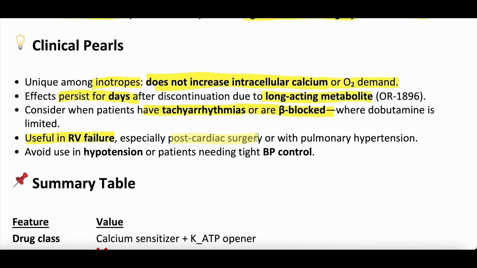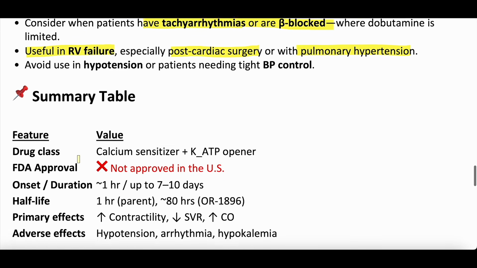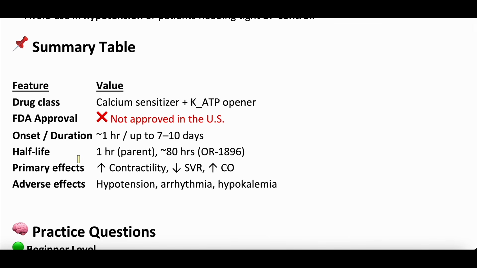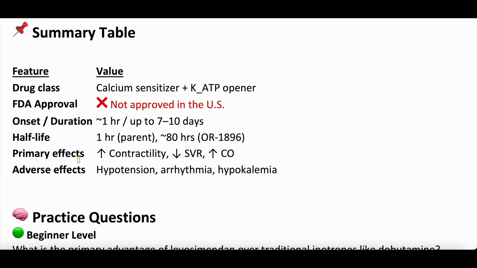May be more useful in post-cardiac surgery patients or patients with pulmonary hypertension, but who knows. Summary drug class: this is a calcium sensitizer, and it also is a potassium ATP opener. It is not FDA approved in the US, although it is approved in more than 50 other countries. It takes about an hour for it to kick in, and it can last in your system for about 7 to 10 days, right? Very long half-life.